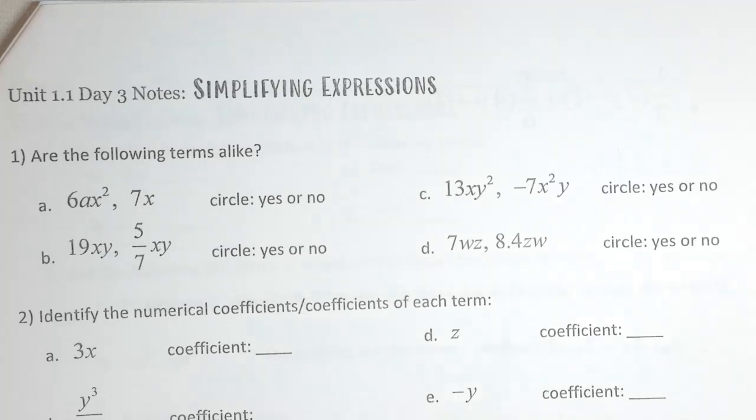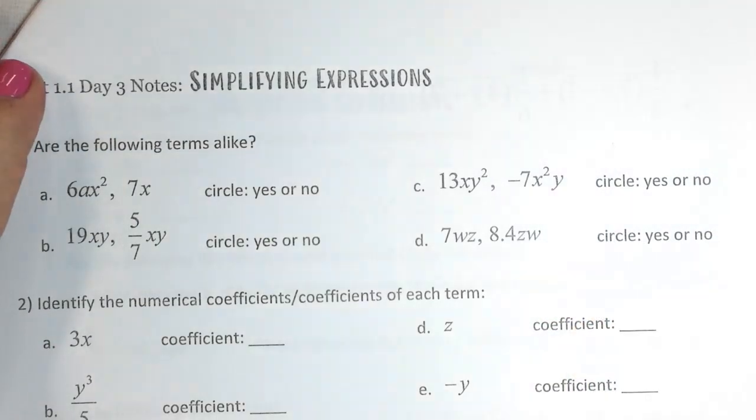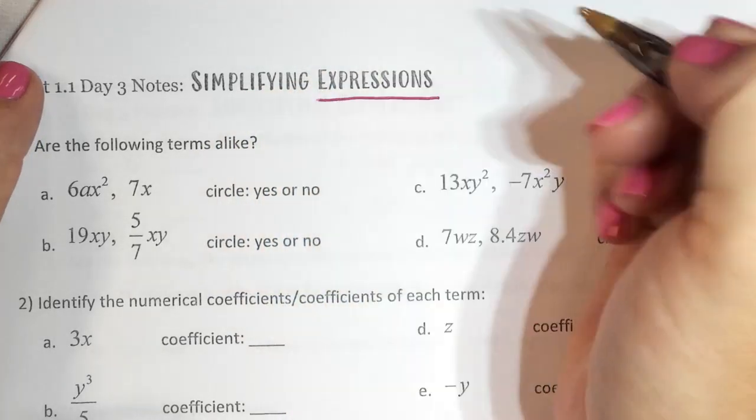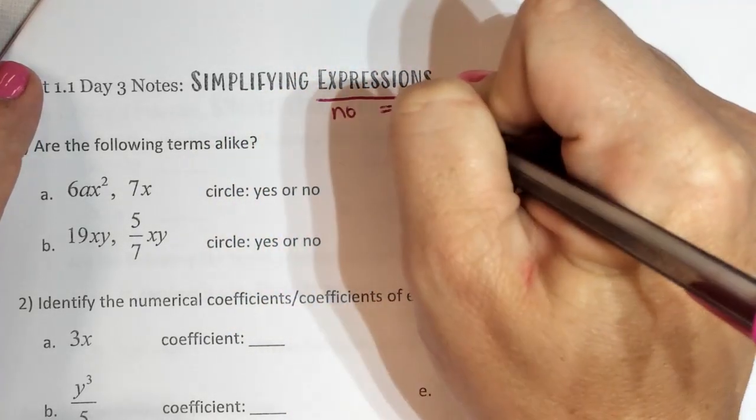Okay, so we're simplifying expressions. What are expressions? Who remembers? A series of numbers and letters. Kinda, yes, but there's something specific I want. Compared to an equation, how do you know the difference? There's no equal sign. So with an expression, there's no equal sign.